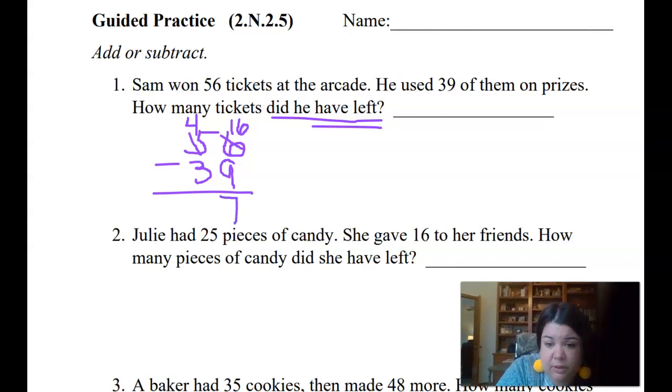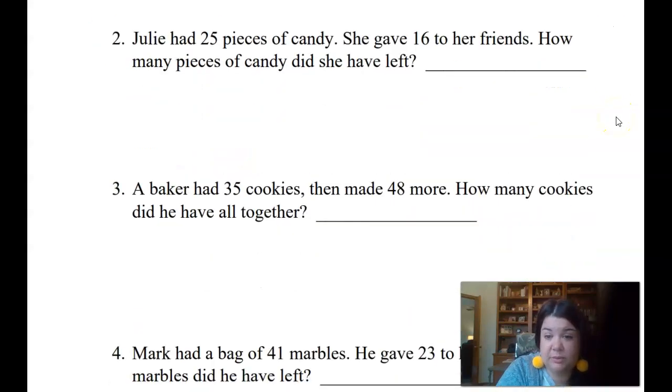And then 4 minus 3. You had 17 tickets left. Is that what you got? 17? All right, let's look at the next one.